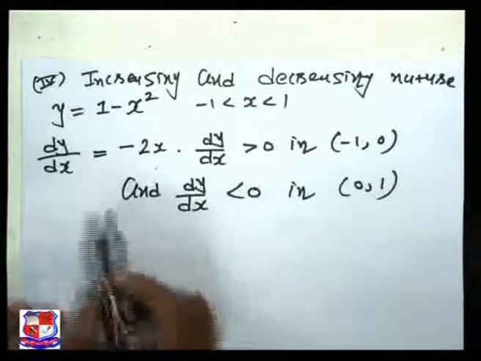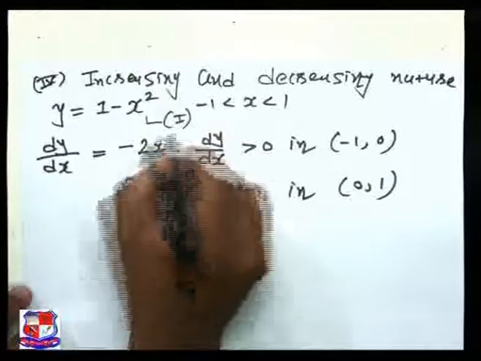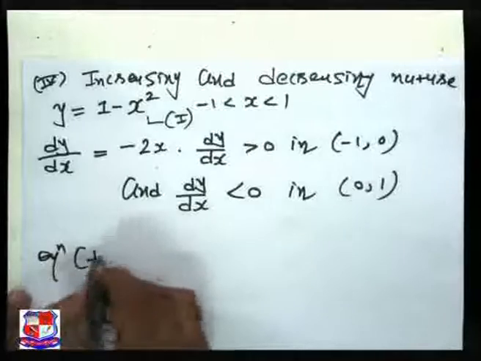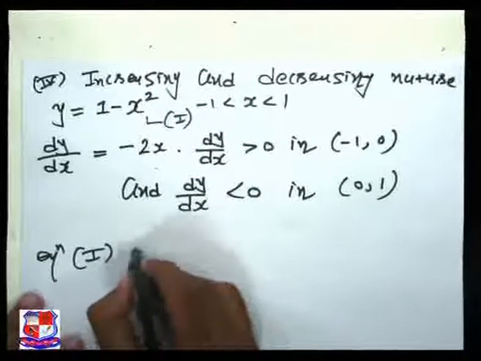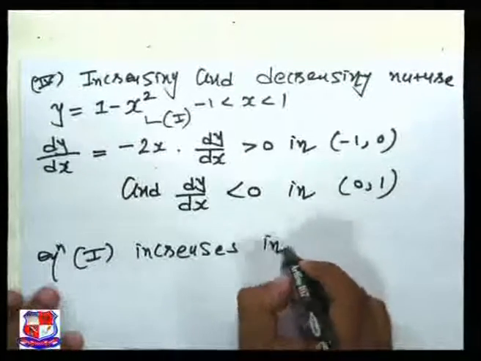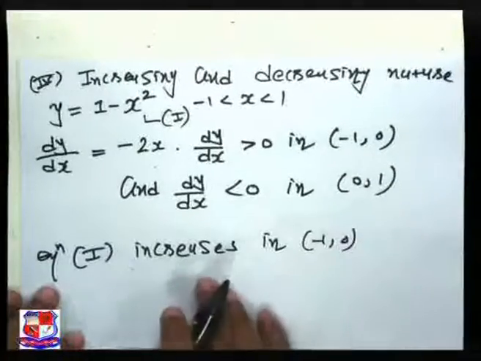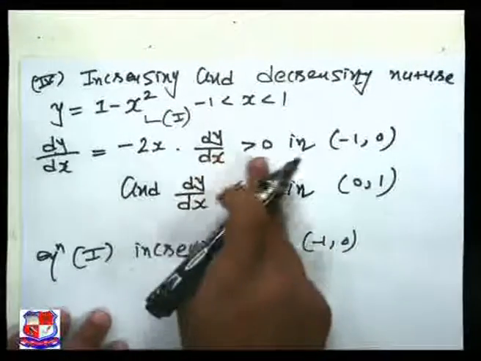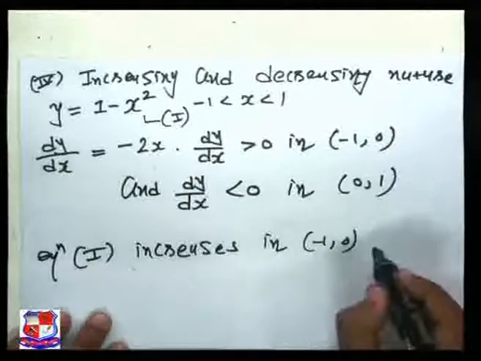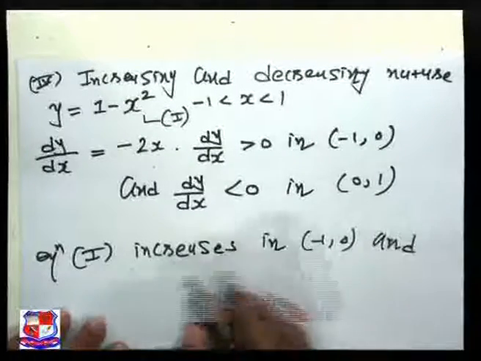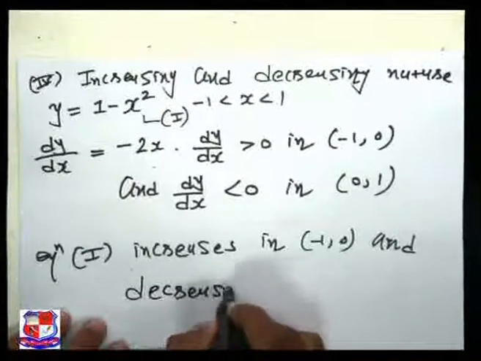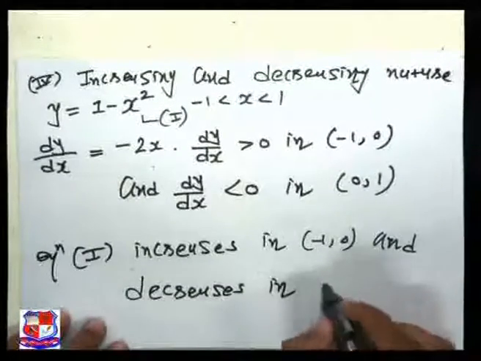Then 0. Hence this is equation 1, right? This is our equation 1, y is equal to 1 minus x square. Hence the equation 1 of the curve increases in minus 1 to 0, because when x is between minus 1 to 0, dy by dx is greater than 0. So the graph of this function increases in minus 1 to 0 and decreases in 0 to 1.